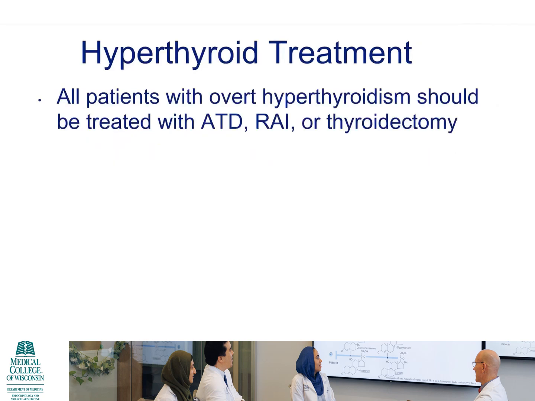All patients with overt hyperthyroidism, so those with a low TSH and elevated T4 and/or T3, should receive therapy. And treatment with antithyroid drugs, radioactive iodine, or thyroidectomy is appropriate. Any of those modalities are appropriate. But one thing that should be noted is that we really give antithyroid drugs to slow down the thyroid prior to the other treatments in the vast majority of cases.